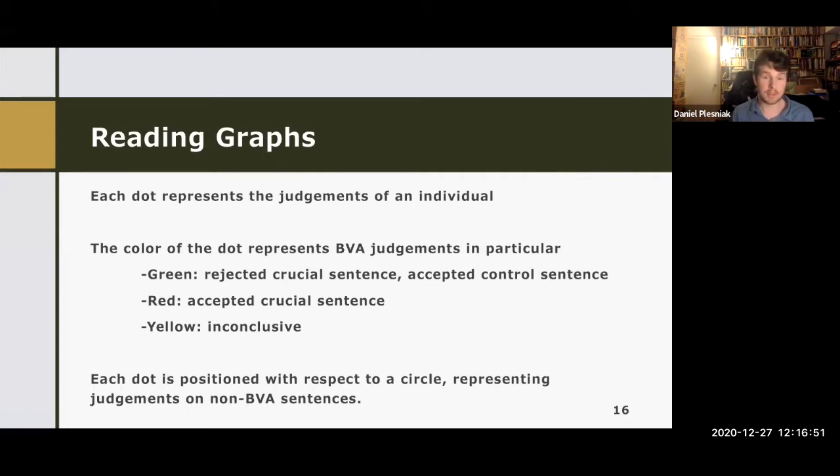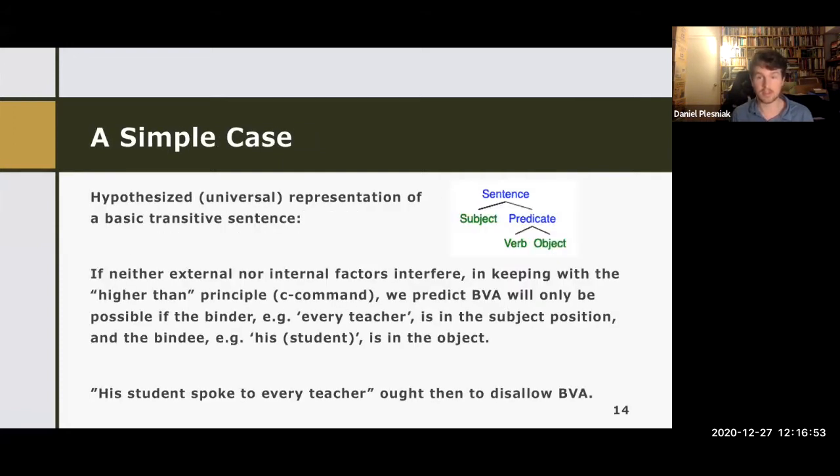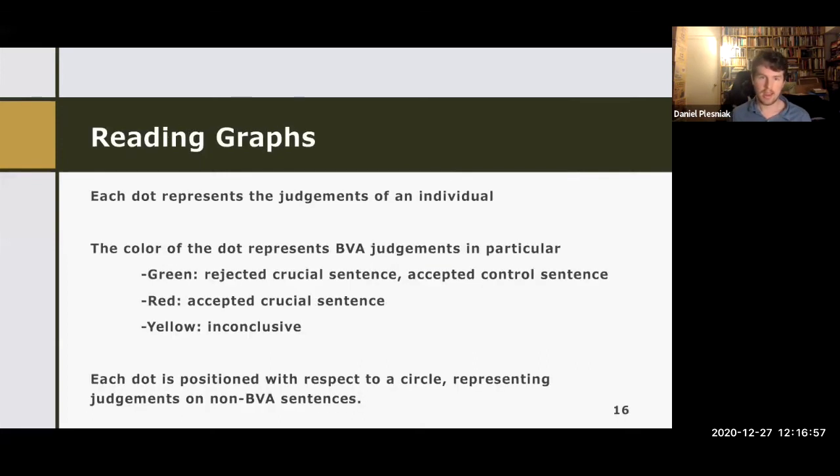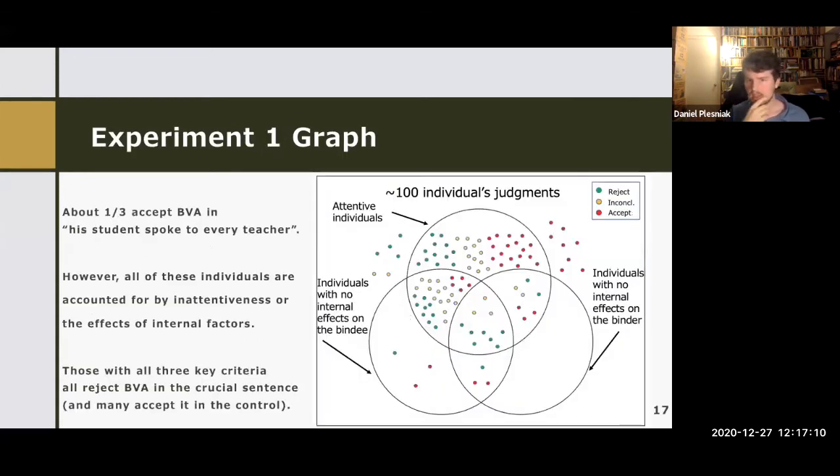Red are the opposite. They accept the crucial sentence, the one that is anti-structurally allowing for BVA. And then there's yellow, which are the people who rejected it always. They're like green in that they rejected the sentence they were supposed to reject. We just don't really know why or whether it's significant. So you can see here that there's roughly a third of each. So roughly a third red, roughly a third green, roughly a third yellow.